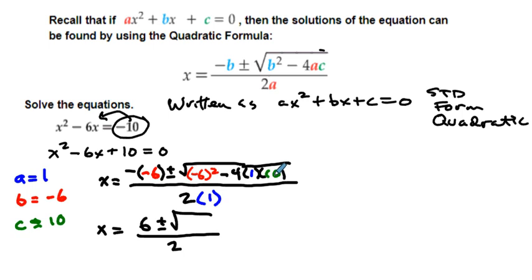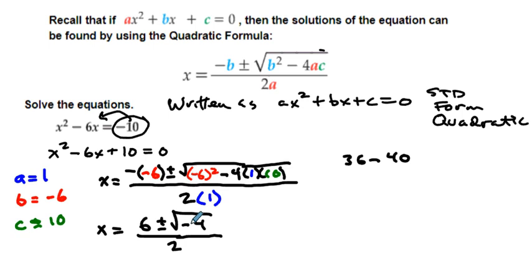Now, when I figure this out, what's going to happen is I'm going to square this first. So that's going to give me 36. And then minus, and then 4 times 1 is 4. And then 4 times 10 is 40. So I have 36 minus 40, which gives me negative 4. Okay, so I can take the square root of 4, right?